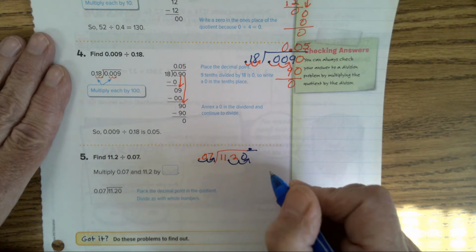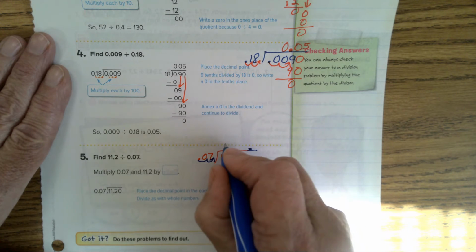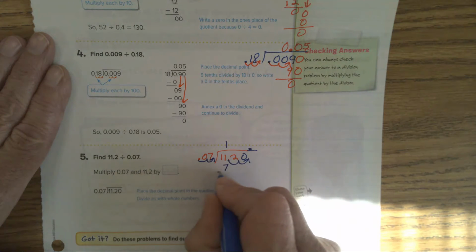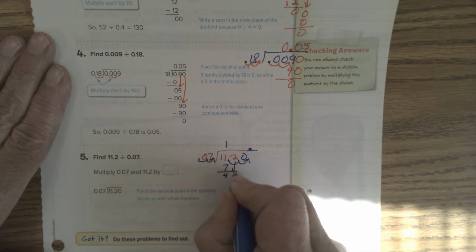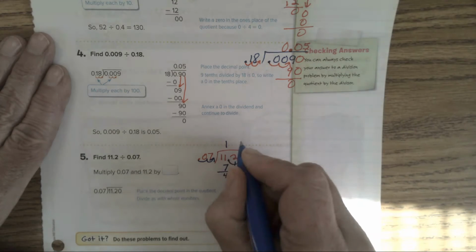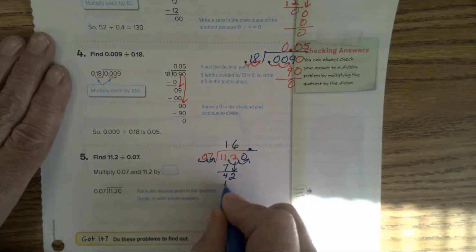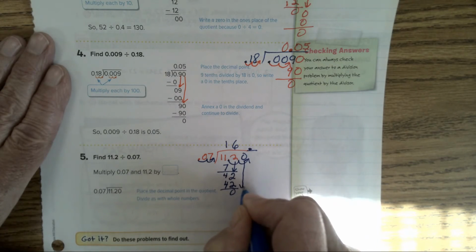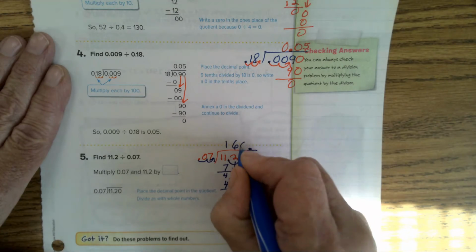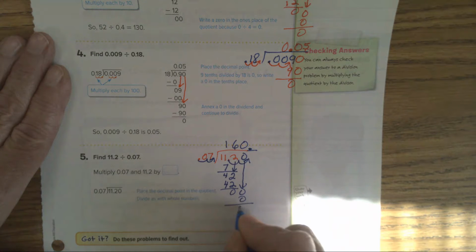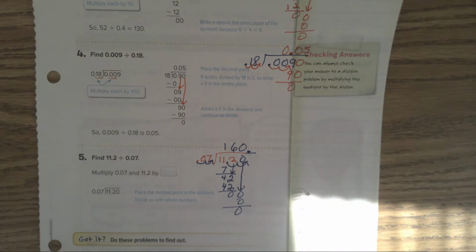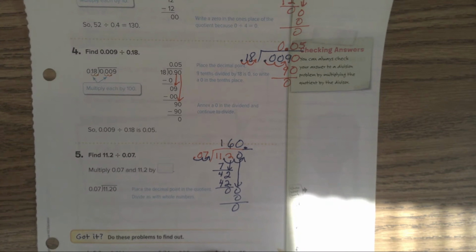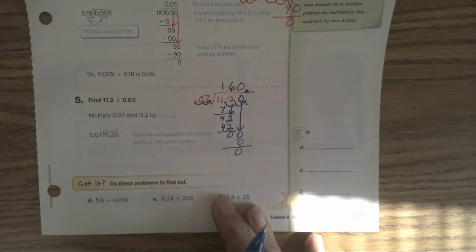Now let's divide. How many 7s are in an 11? 1. Subtract. Bring down. How many 7s are in a 42? 6. Oh, we still have that 0. How many 7s are in a 0, 0, 0? And the answer is 160. Any questions?